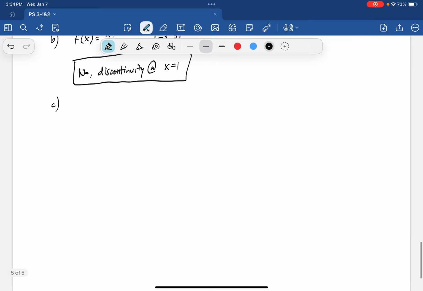C, we have f of x equals x over x minus 5 within the interval 1, 4. This also has a discontinuity at x equals 5, right? But in this particular case, x equals 5 is actually outside the interval, right?